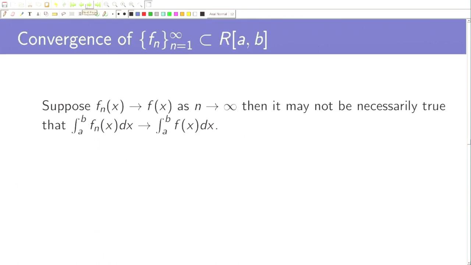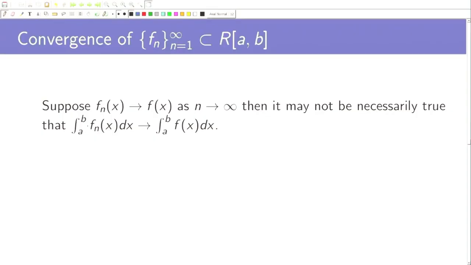So one of the flaws in the Riemann theory of integration is that it is not very well behaved with respect to convergence of sequences of functions. One would like to ask: suppose we have a sequence of Riemann integrable functions fn(x) converging to f(x) for each x. Will it be true that the integral from a to b of fn(x) converges to the integral from a to b of f(x) dx? If fn converges to f, does it imply that the integral of fn converges to the integral of f? So, which may not be true.